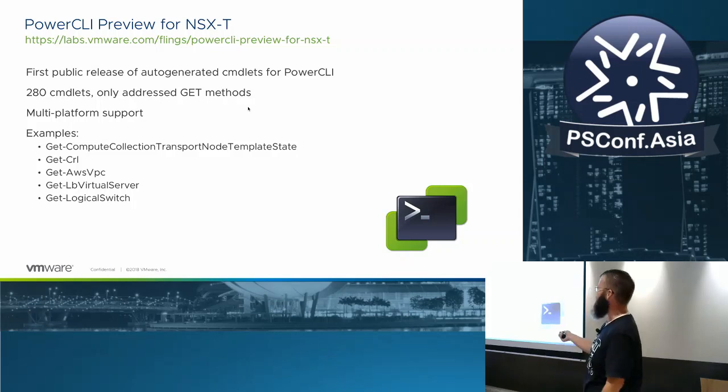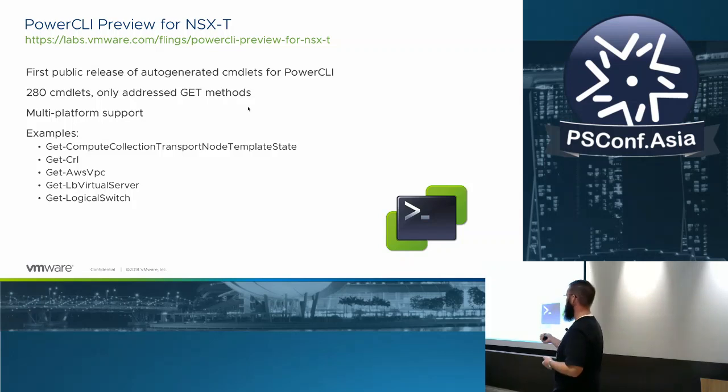And then we had some other things like Get-CRL. It's very ambiguous. You have no idea. Is this for NSX-T? Is this for Active Directory? Is this for our vCenter? What's this for? So we're kind of missing some things there. And we get a little better as we go down. LB virtual server, load balancer virtual server.